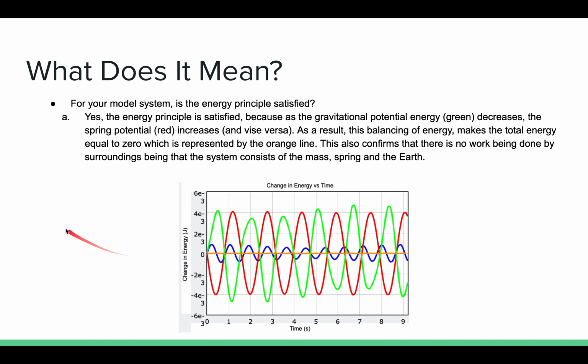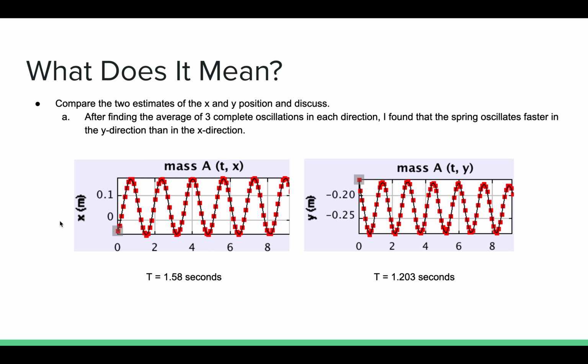Now let's answer some questions for the lab. For our model system, is the energy principle justified? I said yes, that the energy principle is satisfied because the gravitational potential energy represented in green decreases while the spring potential energy represented in red increases, and vice versa. As a result, the balancing of this energy makes the total energy equal to 0, which is represented by the orange line. This also confirms that there is no work being done by the surroundings, being that the system consists of the spring, the mass, and the earth.